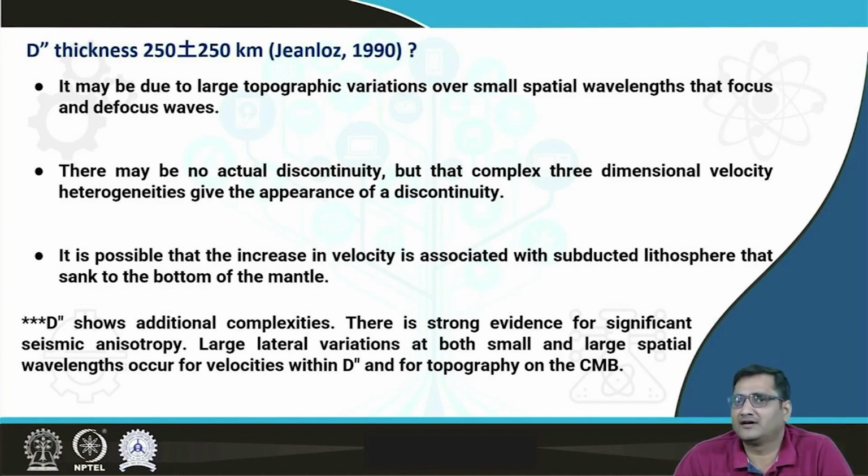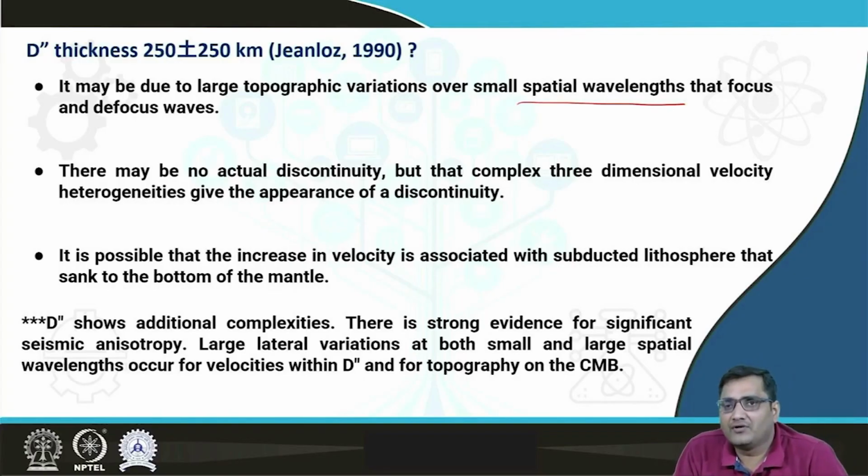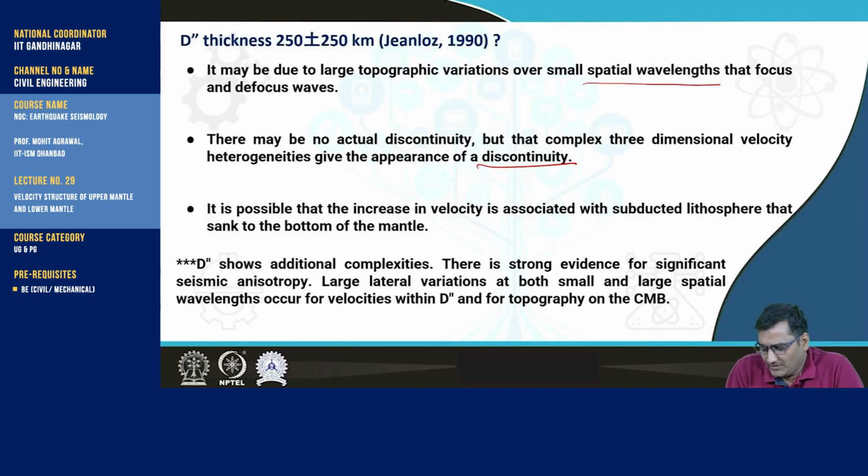There are certain uncertainties that I have told you about. These uncertainties, as per Lay and Young 1990, may be due to large topographic variations over small spatial wavelengths that focus and defocus the waves. There may be no actual discontinuity, but complex three-dimensional velocity heterogeneities give the appearance of a discontinuity. It is possible that the increase in velocity is associated with subducted lithosphere that sank to the bottom of the mantle, and D double prime has some additional complexities.